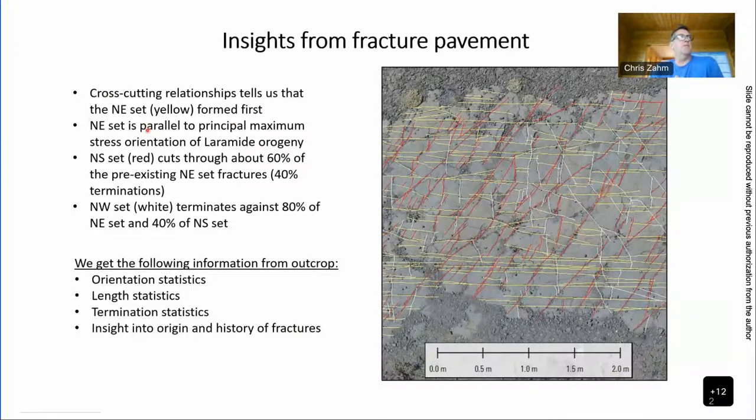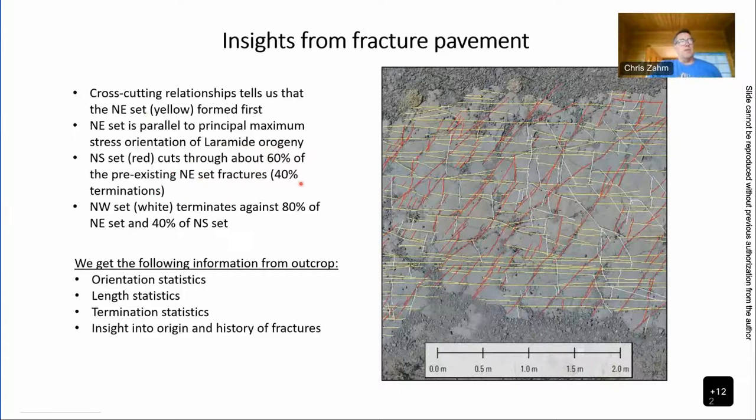The northeast set is parallel to the Laramide orogeny, one of the big late Cretaceous, early Tertiary orogenic events in the Rocky Mountains that brought most of the Rocky Mountains up into a higher elevation. That was a northeast-oriented shortening event on the western part of the North American continent. And so that northeast set first forms as part of the Laramide uplift. The north-south set cuts through about 60% of the pre-existing fractures.